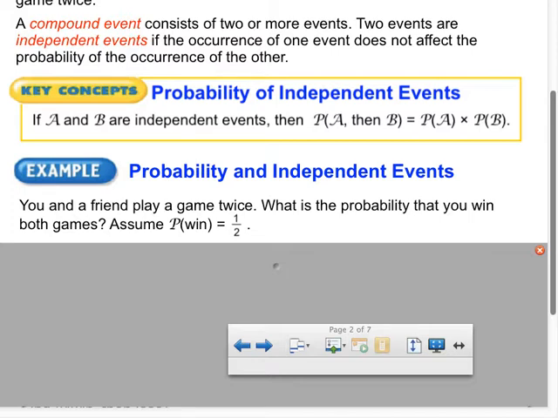Take a look at this. Here's the example. Probability and independent events. You and a friend play a game twice. What is the probability you will win both games? We're assuming that the probability of winning is a half. Okay? And here's a little review.